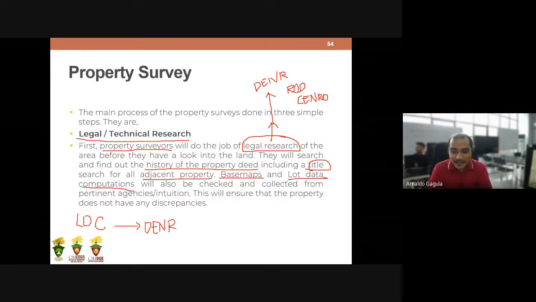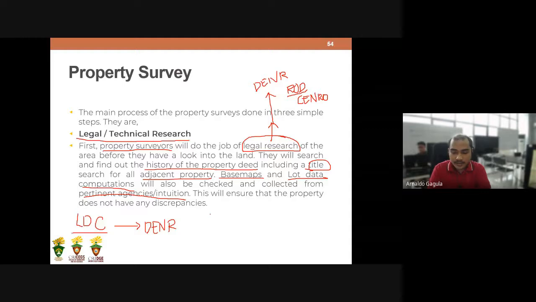Okay. Base maps and lot data computations. Ang lot data computations is makuha na ito niya sa DENR. And also, i-check na ito niya kung sakto ba ang pag-compute sa area. And also, pwede niyo makuha sa agencies or institutions. So this will ensure that the property does not have any discrepancies. Importante po, i-check na ang iyang title, kung registrado ba siya sa ROD.